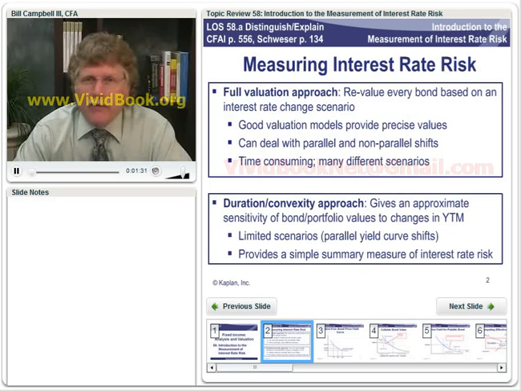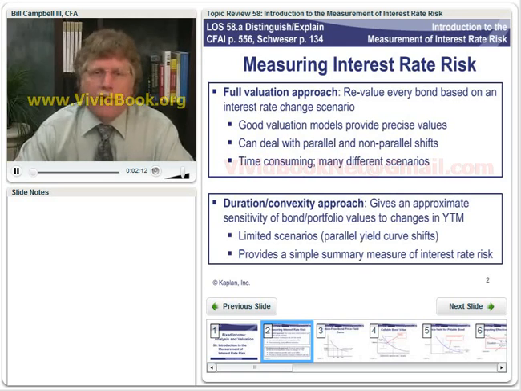If we don't quite have the time, or we don't have the skill, or we don't have the computing power, or we simply need a quick and dirty approach to approximately how much our portfolio is going to change in value, then we can go the duration convexity approach there on the bottom. This gives us a reasonably good approximation in limited scenarios. Notice that the duration convexity approach applies only when we have parallel shifts in the yield curve. So all yields move up by the same amount, or all yields move down by the same amount. But it's a quick approach, it's an easy approach, and in many circumstances it provides us all the information that we need.